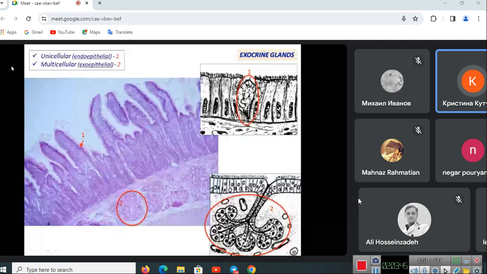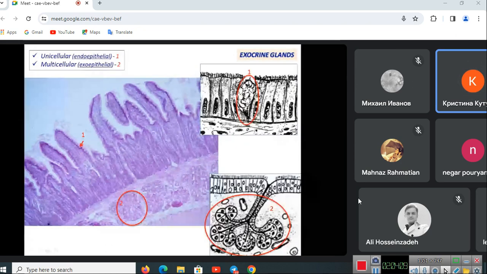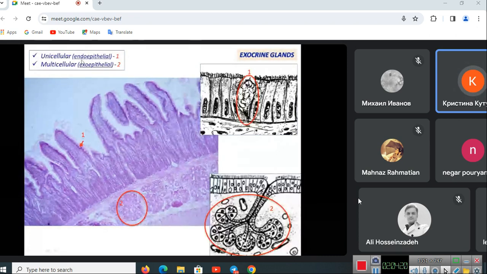Exocrine glands are subdivided into unicellular or endoepithelial and multicellular or exoepithelial. Uni means one, cellular means cells. So unicellular means containing one cell, a gland which is actually one cell. This unicellular gland is, for example, a goblet cell. So it is a glandular cell inside the epithelium, inside the lining epithelium. This is why it is called an endoepithelial gland, because it is located inside the epithelium. Endo means inside.